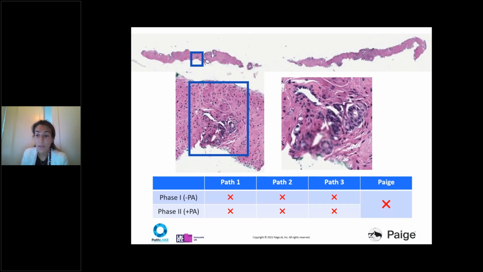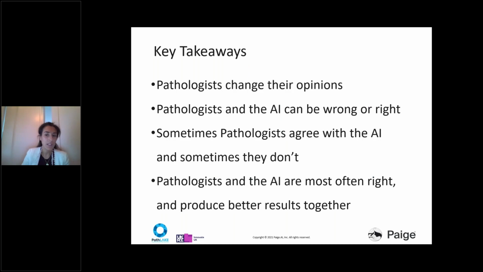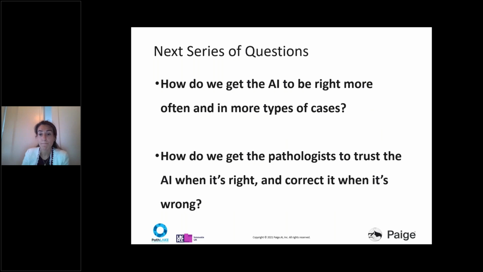Here, all the pathologists in both phases and Paige incorrectly classified the slide as benign. So what are the key takeaways from looking at these data on select whole slide images? Pathologists changed their opinions. Pathologists and the AI can be wrong or right. Sometimes pathologists agree with the AI, and sometimes they don't. And pathologists and the AI are most often right and produce better results together.